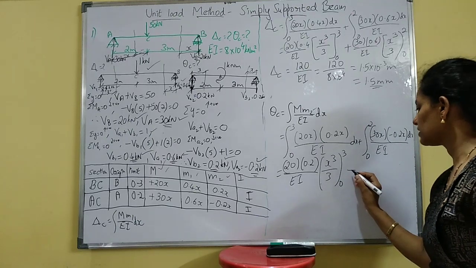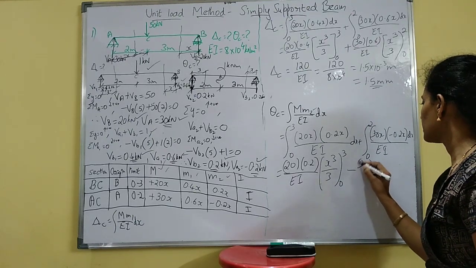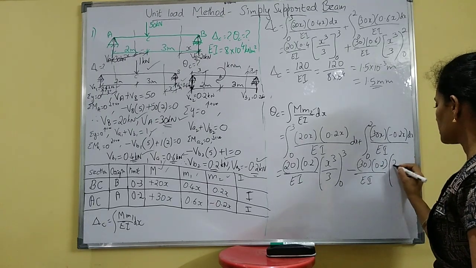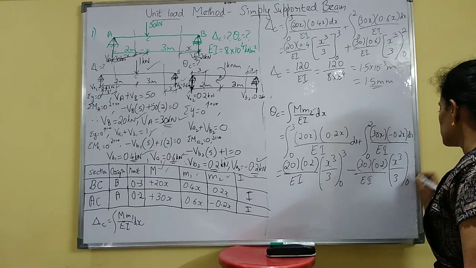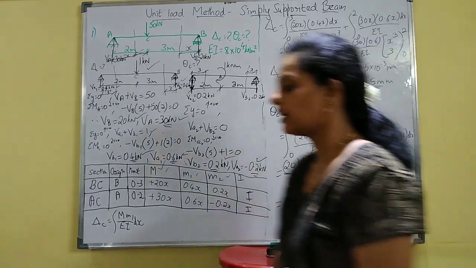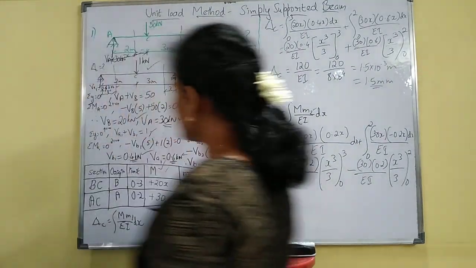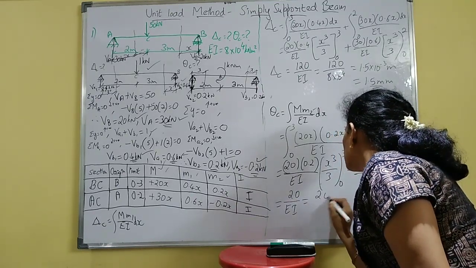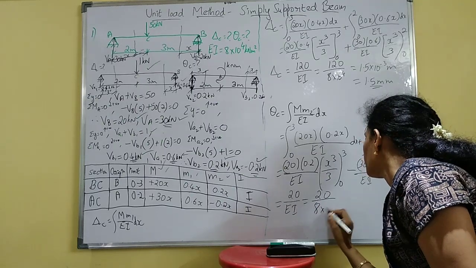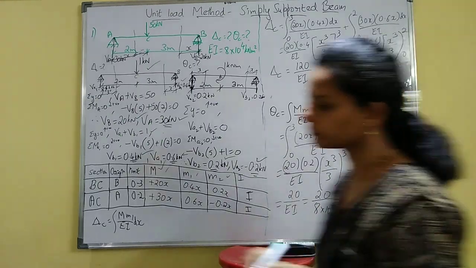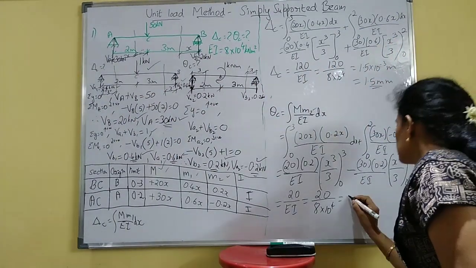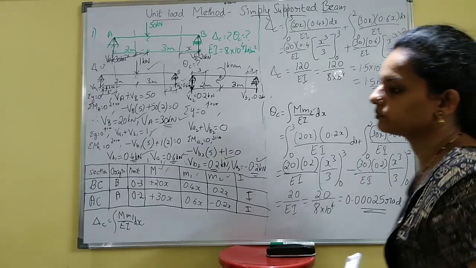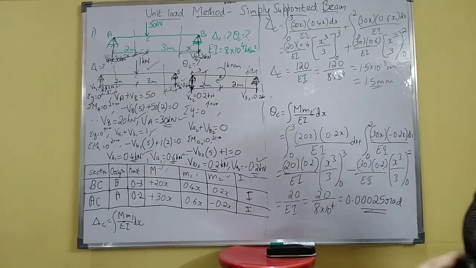Here you have plus into minus sign, so take it outside. 30 into 0.2 by EI is a constant. Integration of x square is similarly x cube by 3, 0 to 2. Just calculate and get the value of theta C. You will have 20 by EI, which is equal to, EI is 8 into 10 power 4, so you will have 0.00025 radians. Okay, that's all. Next we'll see the next problem.